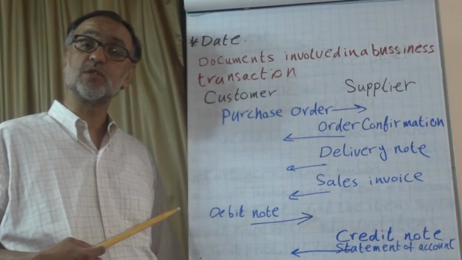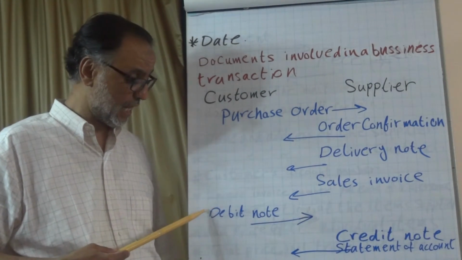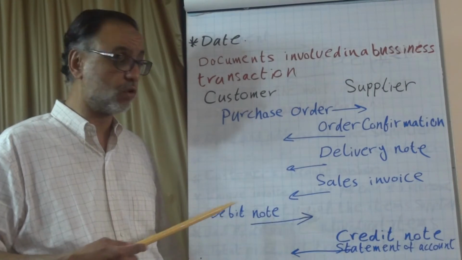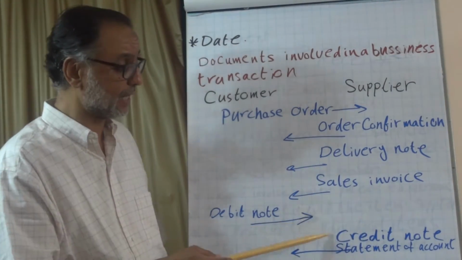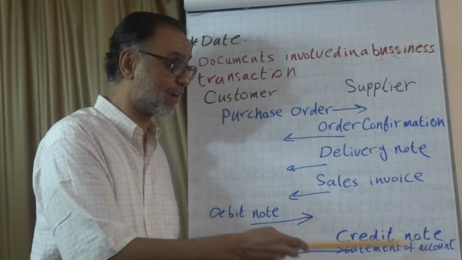Then, if the customer has any objection on the sales invoice, they do a debit note. And if the debit note goes to the supplier, the supplier will do the credit note, and every month they do what they call a statement of account.